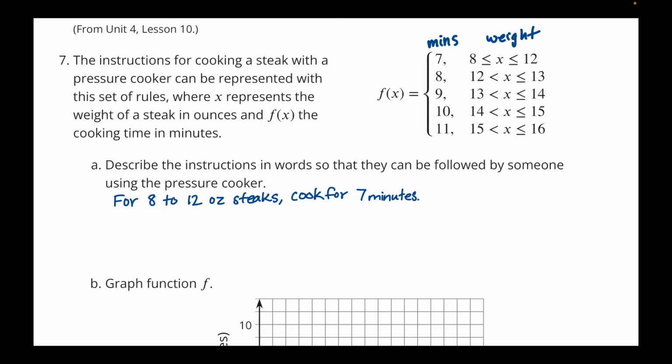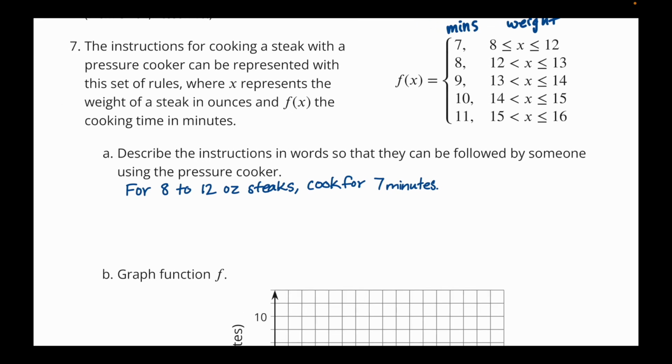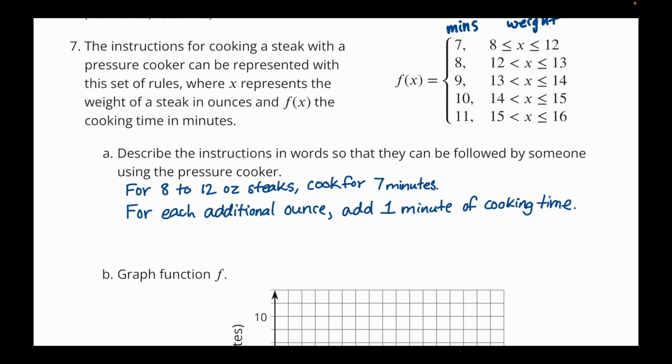Okay, now we have to describe our additional minutes of cooking time here. So it's only going to go up to 16 ounces because you don't normally get steaks above 16 ounces, but we can say for each additional, because that's how they'll put it on box instructions, or in the instruction manual for this cooking appliance probably, for each additional ounce, we are going to add 1 minute of cooking time. There we go.